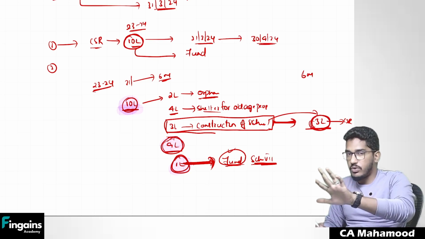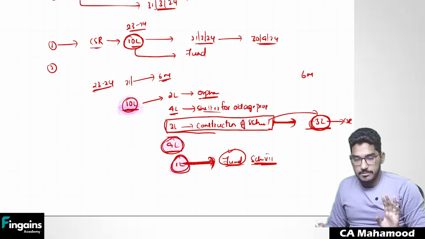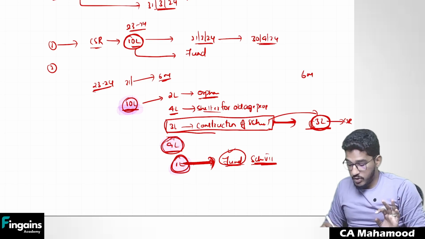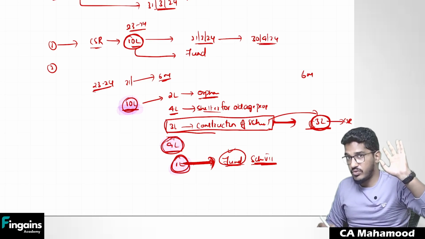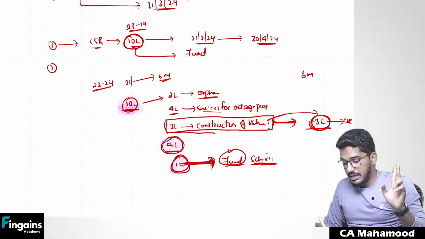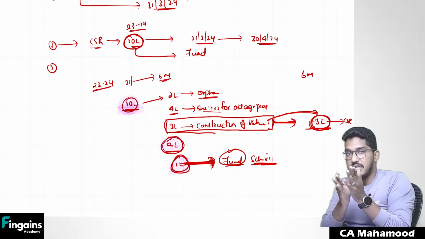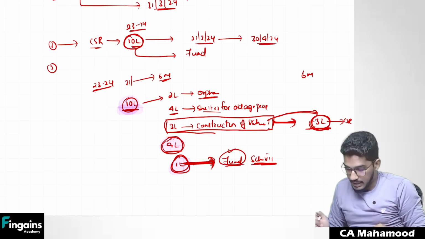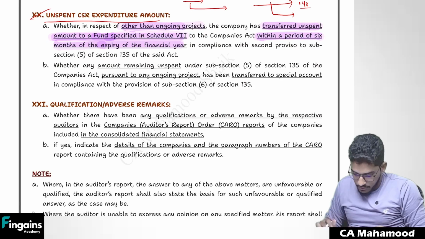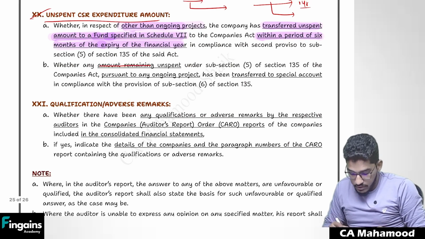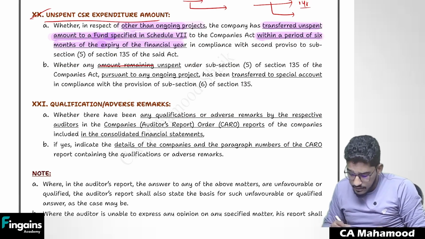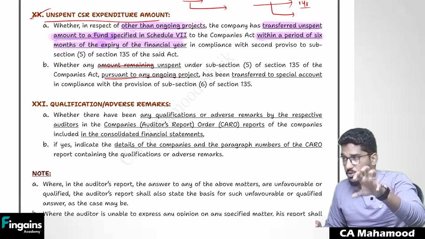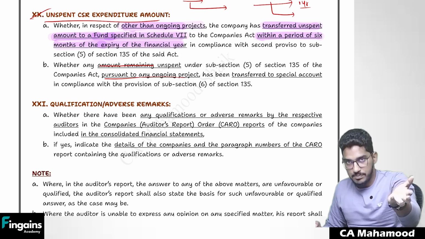Company only will have control over that amount. They will spend it slowly. Okay. In the first point, the amount has gone to the fund. You are not going to get it back. In the second point, the company only will have control over it, but they are just dividing the funds. Understood? So that is the second point. If you see here, whether any amount remaining unspent pursuant to any ongoing project, there is a project going on, but still you are required to spend money.